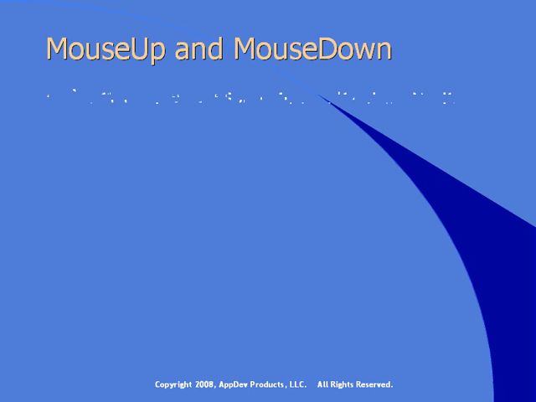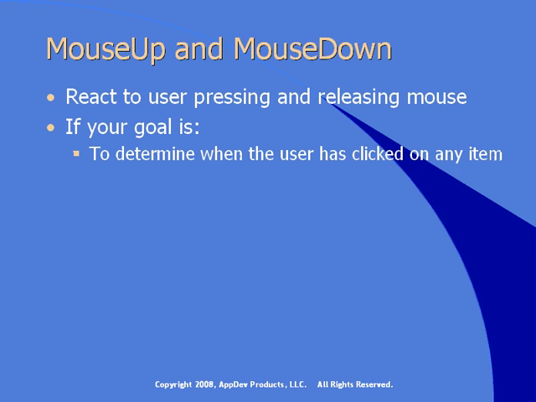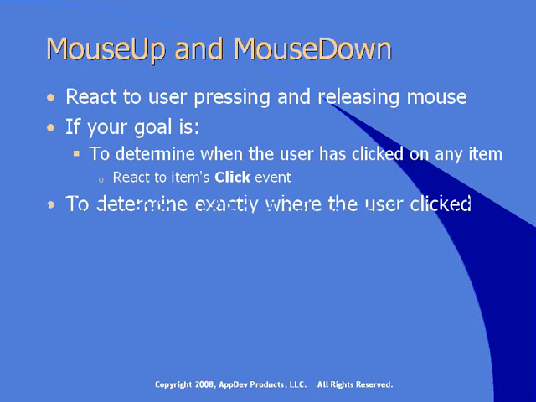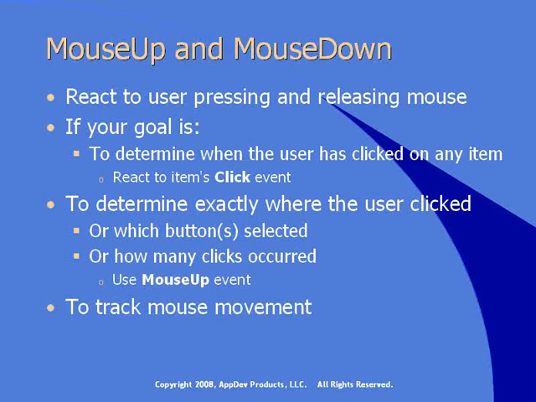The mouse up and mouse down events react to the user pressing and releasing the mouse buttons. If your goal is to determine when the user has clicked on any item, you'll probably want to use that item's click event. On the other hand, to determine exactly where the user clicked, or which button or buttons were selected when the click happened, or how many clicks occurred, you want to use the mouse up event. So the mouse events correspond pretty closely to the key events. To track mouse movement, you want to track the mouse down event, which keeps firing as long as the mouse is down. Let's look at some examples that show off these various events.